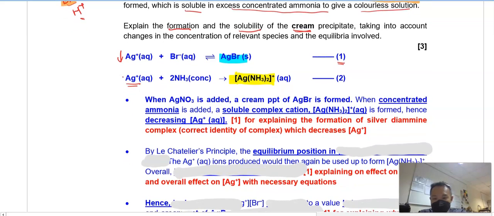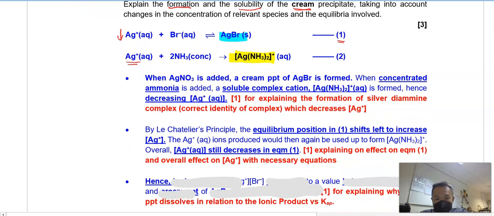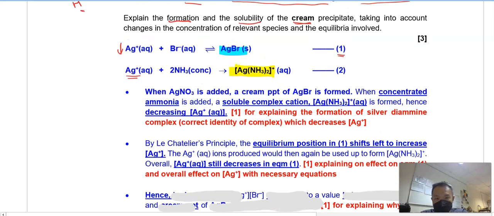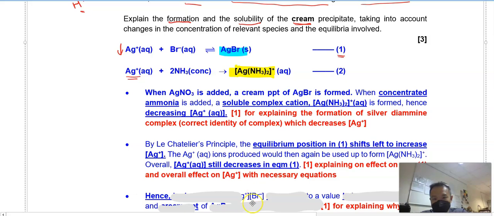So if Ag+ concentration decreases, the question now is how will the system react? The system will respond by shifting the equilibrium position in 1 to the left, to try to increase Ag+. However, Ag+ will still be used up to form your complex, and therefore overall Ag+ still decreases. So what happens when Ag+ decreases? We'll explain why the ppt dissolves, why the solubility of the ppt increases.